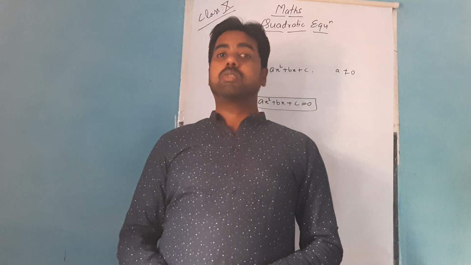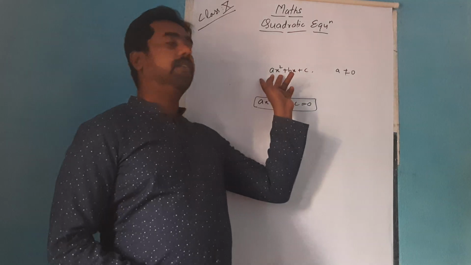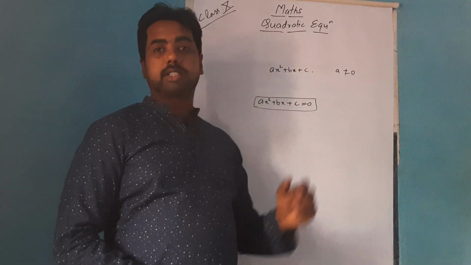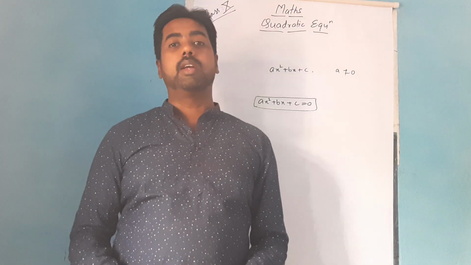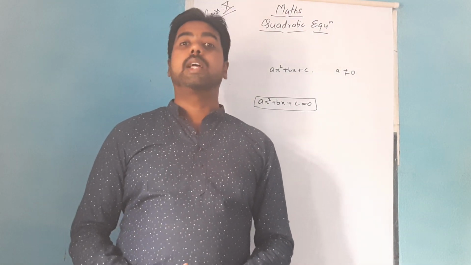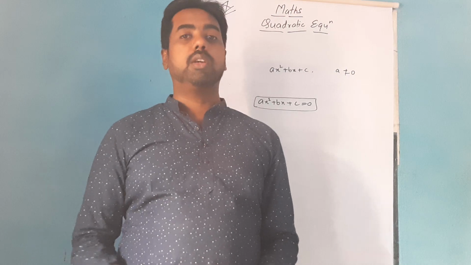Why can a not be 0? A cannot be 0 because if a becomes 0, then you are left with bx plus c, and the highest degree does not remain 2, it now becomes 1. And when the degree is 1, that is called a linear polynomial, that won't be quadratic.